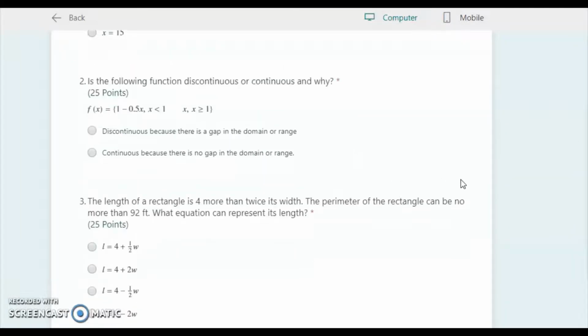Number 2. Is the following function discontinuous or continuous in y? Discontinuous means that there's a gap somewhere in the domain or range, so you cannot draw the graph without lifting up your pencil. And continuous means that you could draw the whole thing without lifting it up. So let's look at what this would look like.